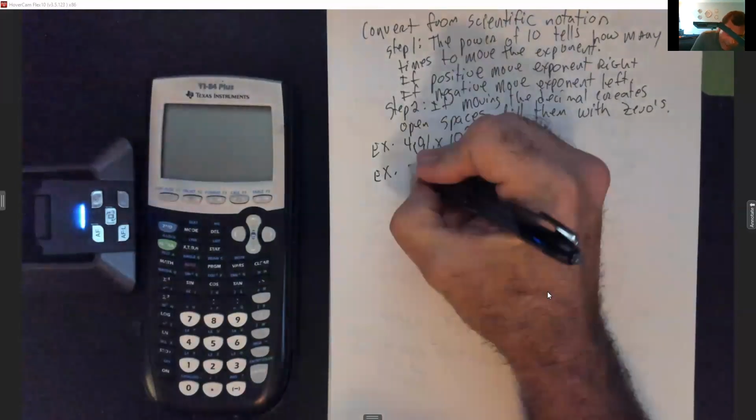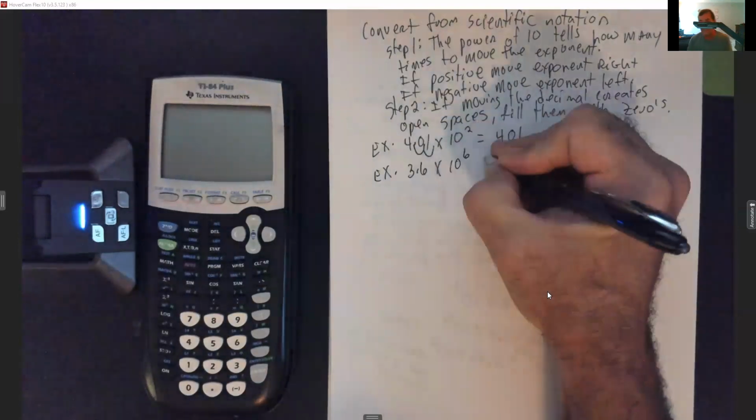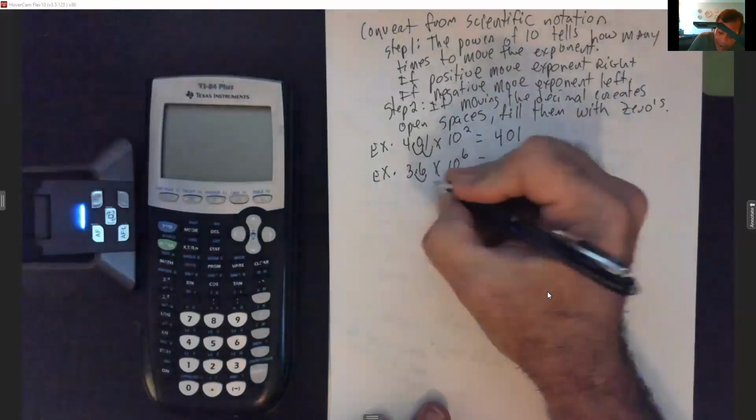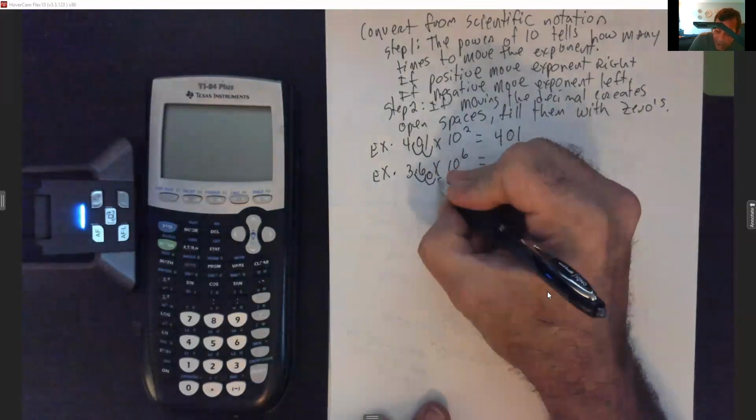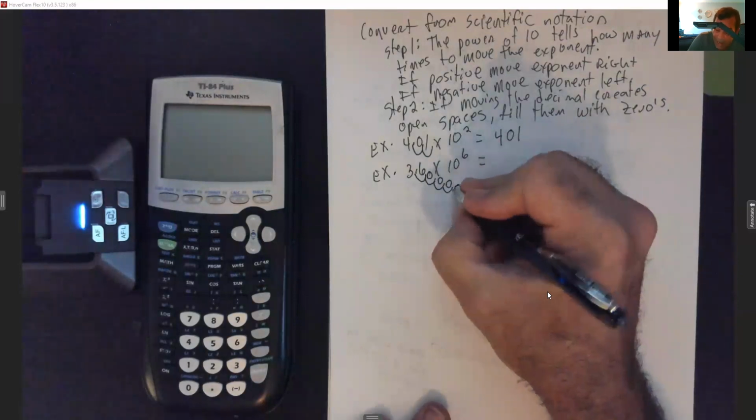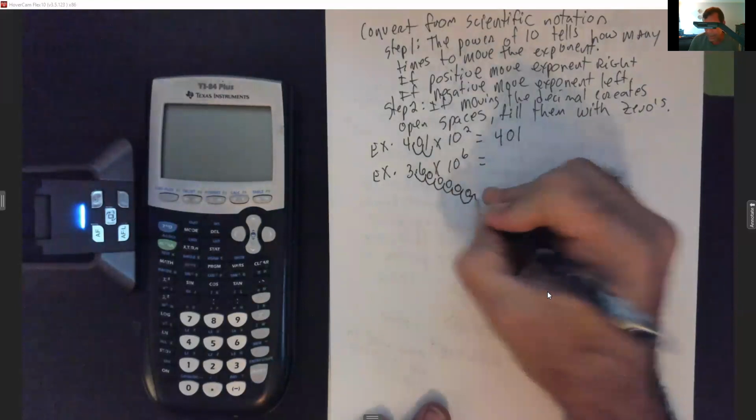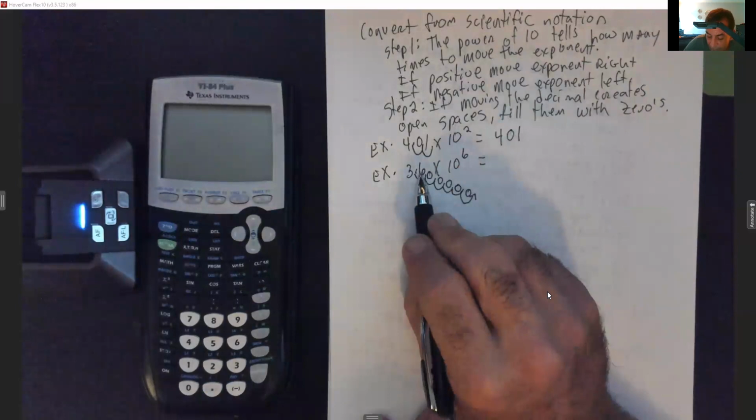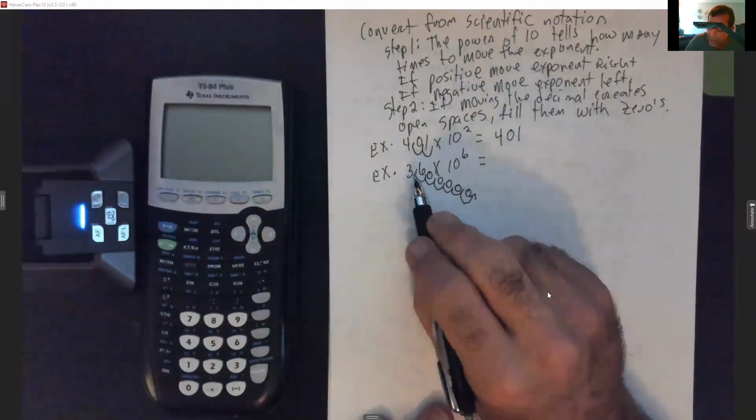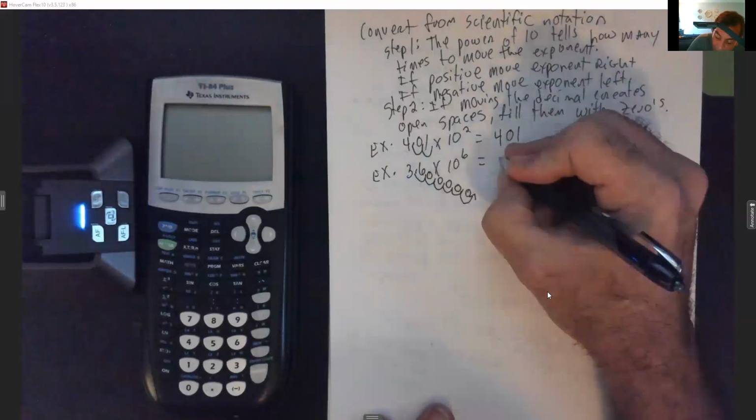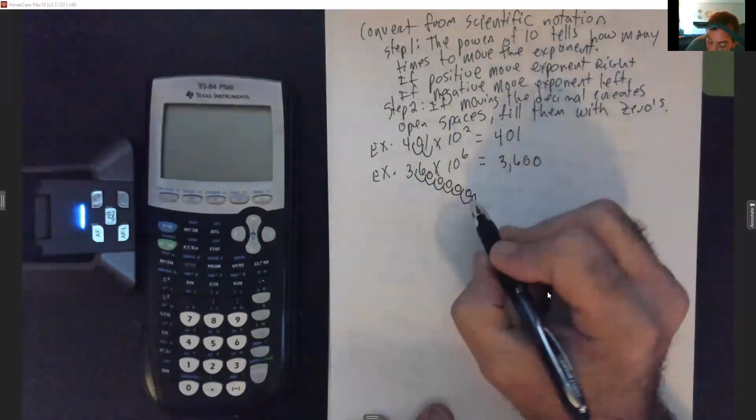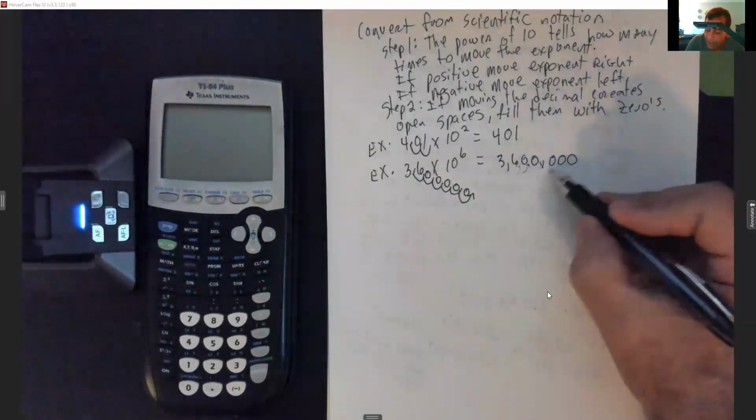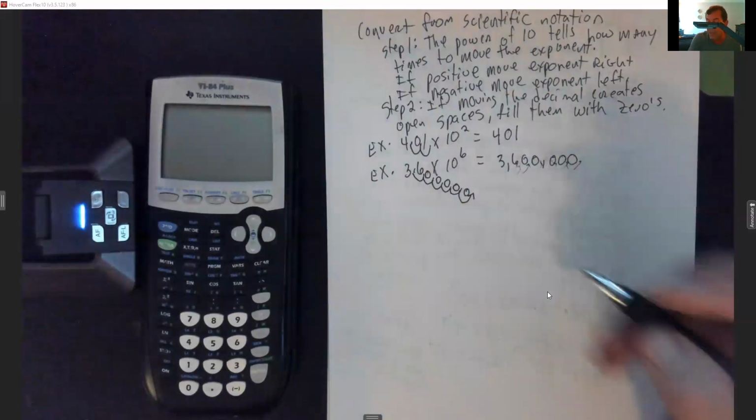Oh, 3.6 times 10 to the 6. So this is an example of moving right and having to add zeros. Because watch this. That's 1. I would add a 0. That's 2. Add a 0. That's 3. Add a 0. That's 4. Add a 0. That's 5. Add a 0. That is 6. So if you notice, basically that's the hundreds, that's the thousands, that's the millions. So 3.6 times a million is going to give you 3,600,000. Okay, so 1, 2, 3, 4, 5, 6. I moved it right because of that positive exponent, okay?